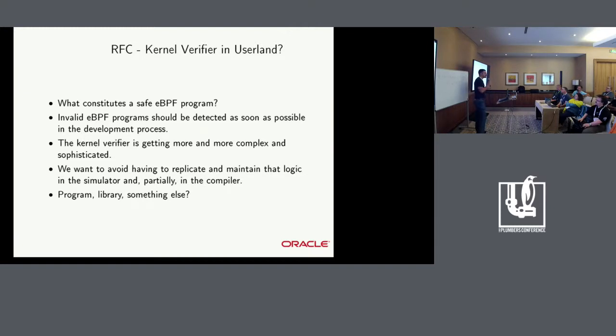In my opinion, one of the reasons for using a compiler is that you want the errors as soon as possible in the development process. Generally speaking, you don't want to have to wait until you do a syscall in the kernel to get the verifier rejecting your program. I know that the verifier is extremely sophisticated, and it is getting more and more sophisticated. But I really want the compiler and also the simulator to do a similar job to what the verifier is doing. But I definitely don't want to replicate the logic of the kernel verifier there.